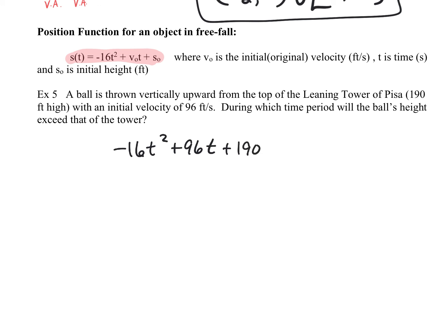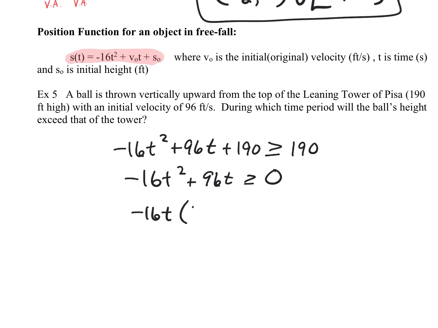Now they are asking us during which time period the ball's height will exceed that of the tower. So this function that we have on the page is the height of the ball. We want to know when this function is greater than or equal to the height of the tower. Well, we want to set this up against 0, so we'll be left with -16t squared plus 96t is greater than or equal to 0. This is now just a quadratic inequality, so we can factor out a -16t, and we'll be left with t minus 6 is greater than or equal to 0.